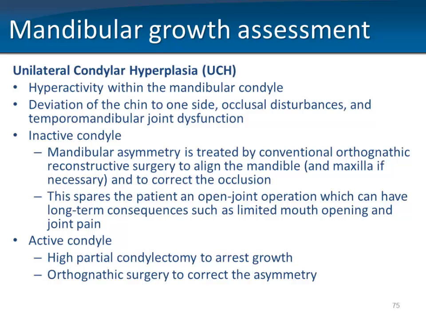So if the condyle is inactive, then the mandibular asymmetry can be treated by conventional reconstructive surgery to align the mandible and correct occlusion, and this spares the patient an open joint operation. However, if the condyle is still active, then you need to perform a high partial condylectomy to arrest growth, because otherwise the malformation will simply return after you have performed the orthognathic surgery.